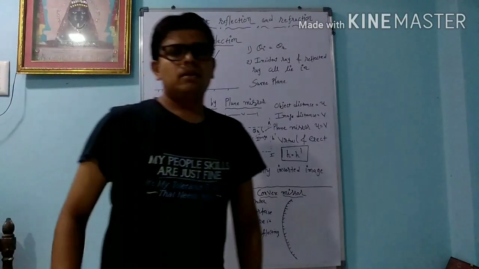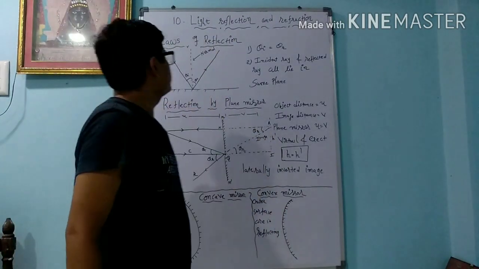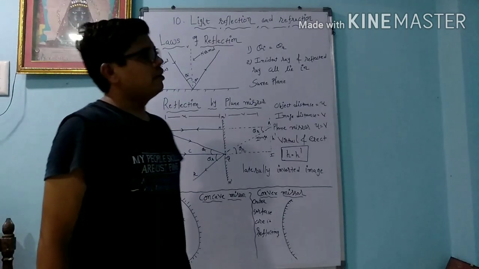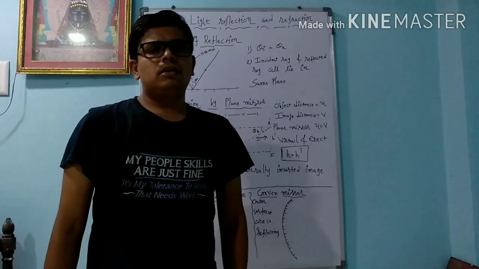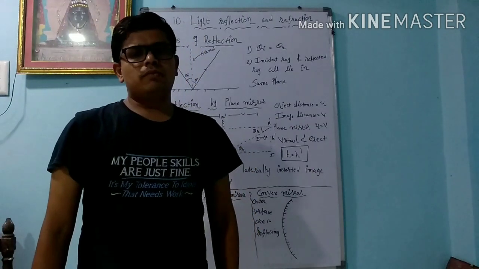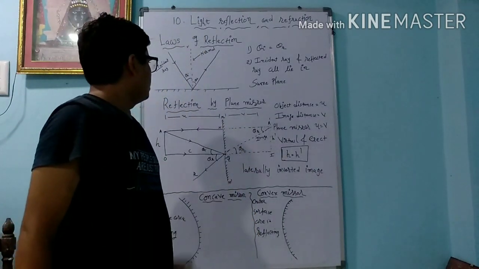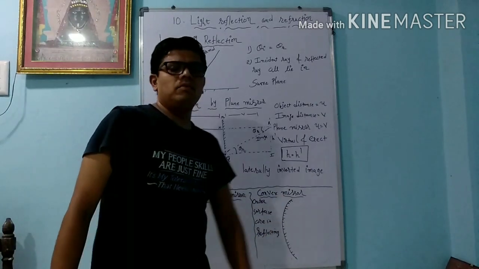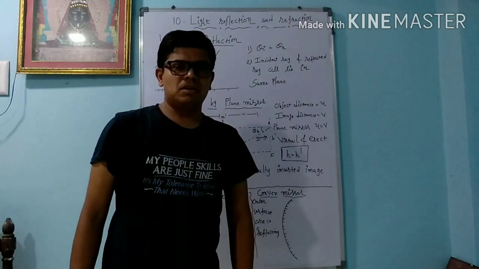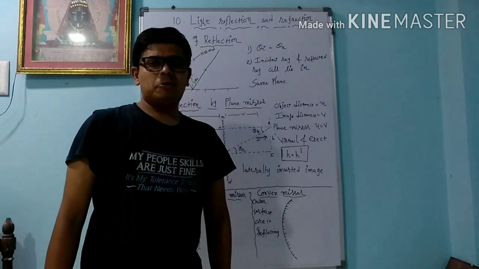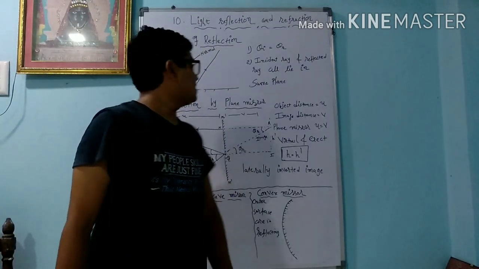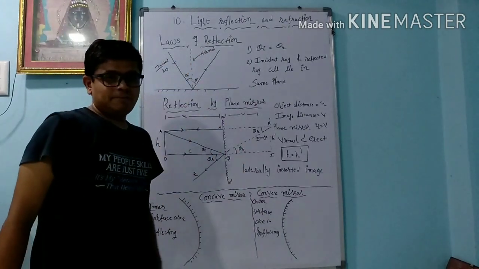Hello student, we will continue our chapter, chapter number 10, Light: Reflection and Refraction. Last time we discussed reflection and refraction. Today we will learn about the laws of reflection, reflection by the plane mirror, and finally the concave mirror and the convex mirror. As well as we will do some practical activity. I hope you understand. First we will start with the laws of reflection.